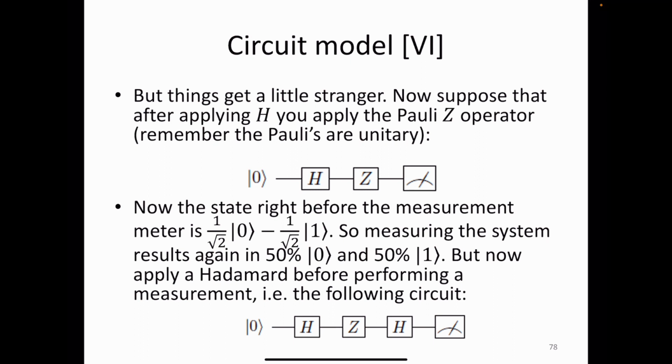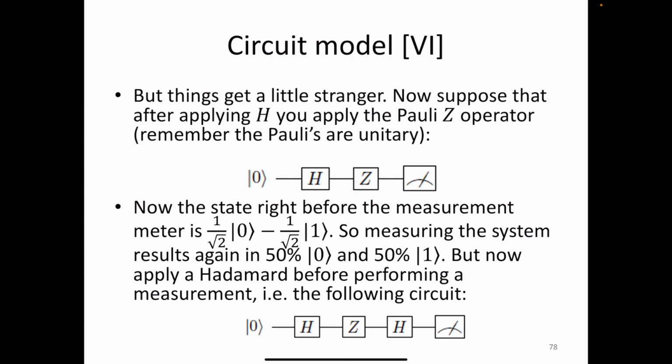Now suppose we apply the Z operator after applying the Hadamard gate. If we do that, right before the measurement, we see this state here with 1 over 2 probability of 0 and 1 over 2 probability of 1. So it's 50-50 that we measure 0 and 1.